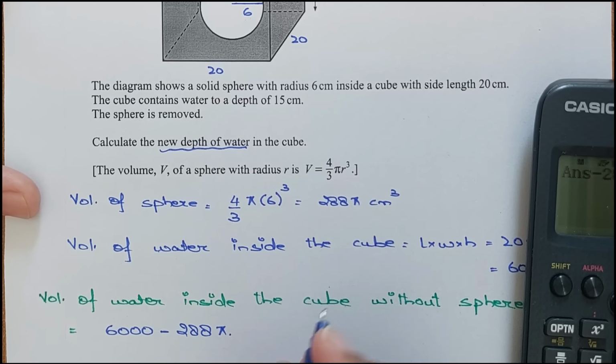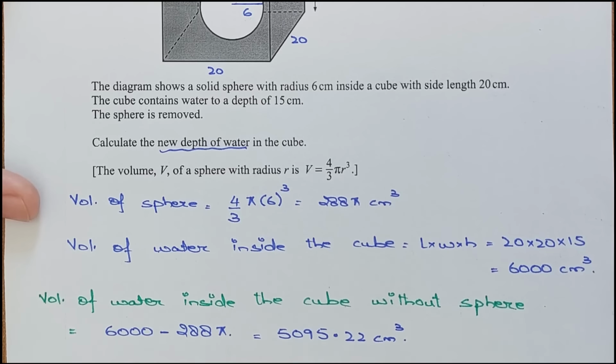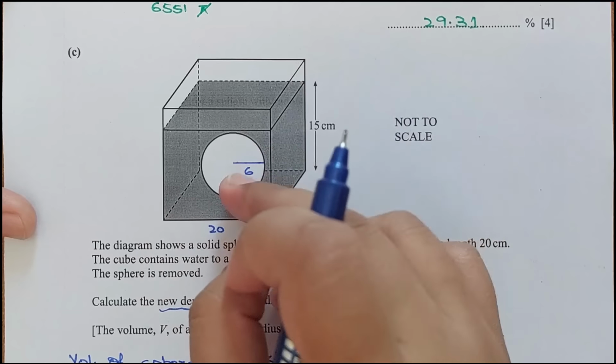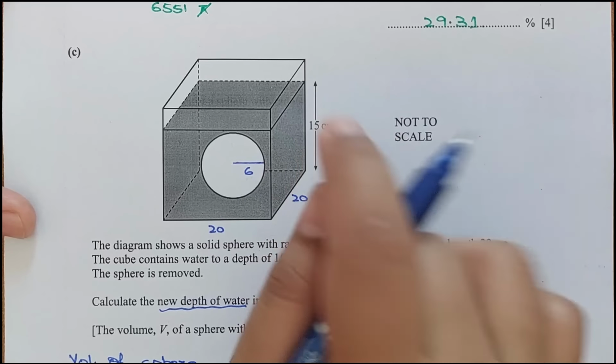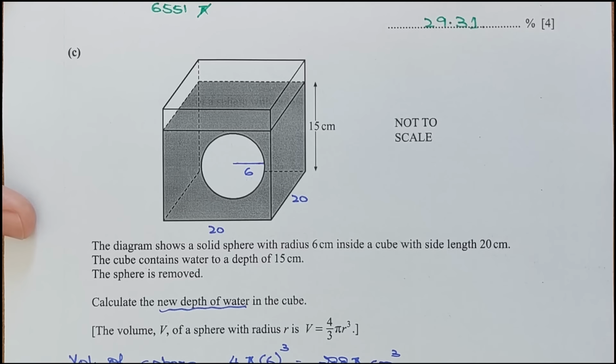5,095.22 centimeter cube. That is the volume of the water inside the cube without the sphere, when you remove the sphere. Now the basic question is we have to find the new depth of the water when the sphere is removed.